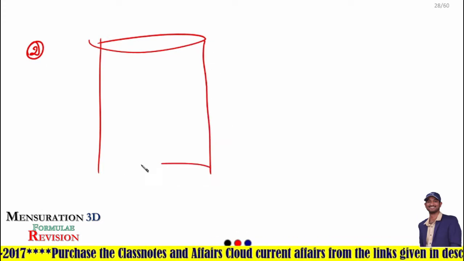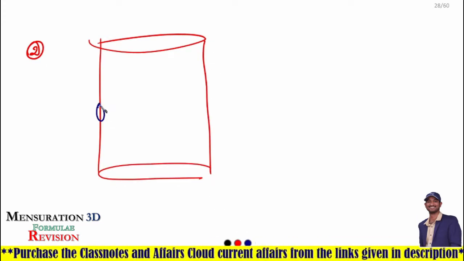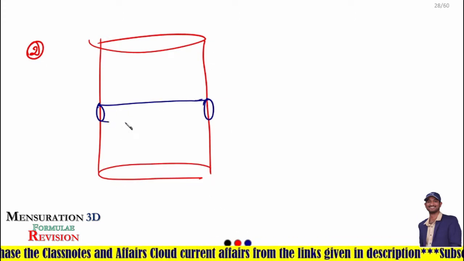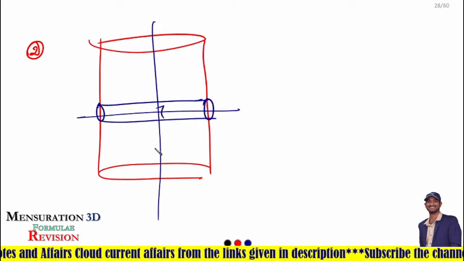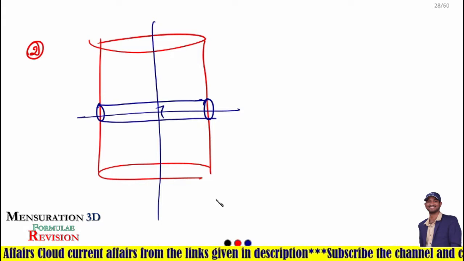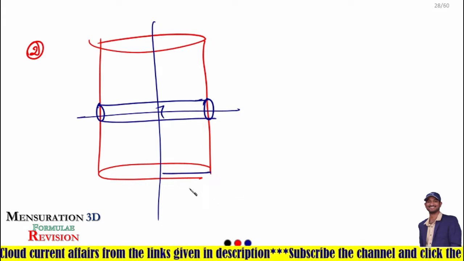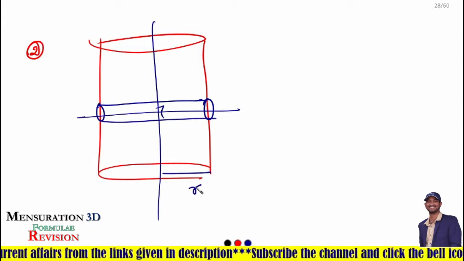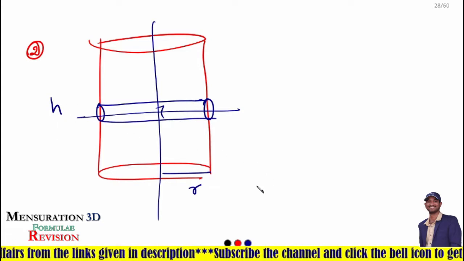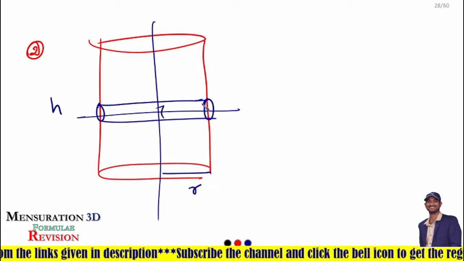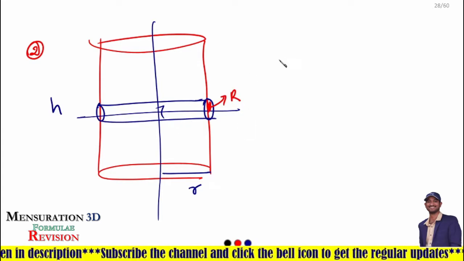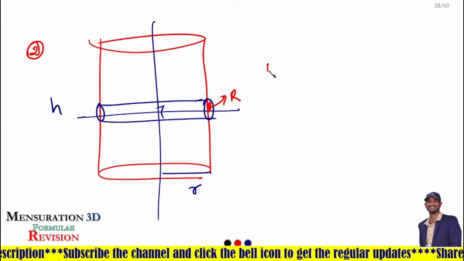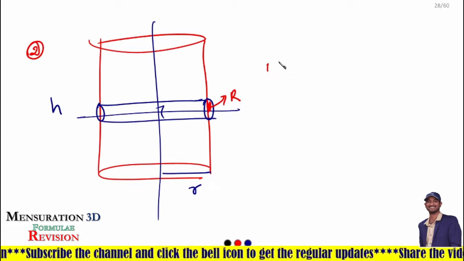Second inscribing is a cylinder in a cylinder. One cylinder is inscribed in the other cylinder, such that their axes are perpendicular. If the bigger cylinder has radius and height smaller r and h, then the radius of the cylinder which is inscribed in the outer cylinder is equal to, sorry, one minute.